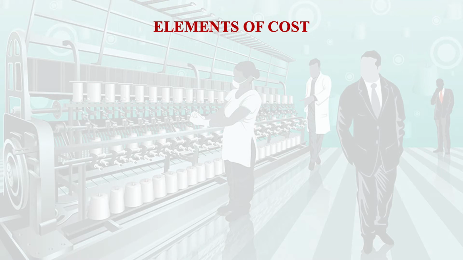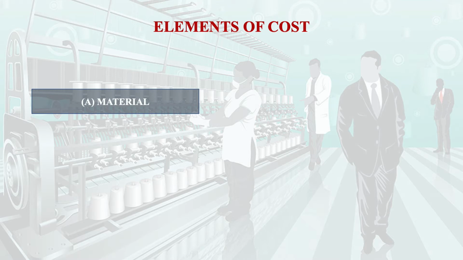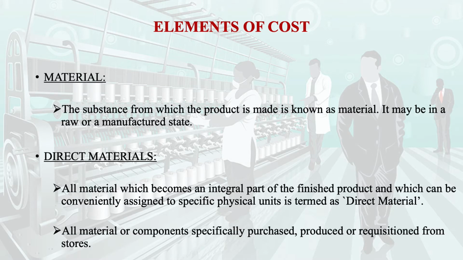The first and the foremost element of a cost is the material, because the product is made up of material. Therefore, the substance from which the product is made is known as material. It may be raw material or in a manufacturing state. That means it may be the pure raw material, it may be semi-finished, even it may be the finished component product. There are two types of material.